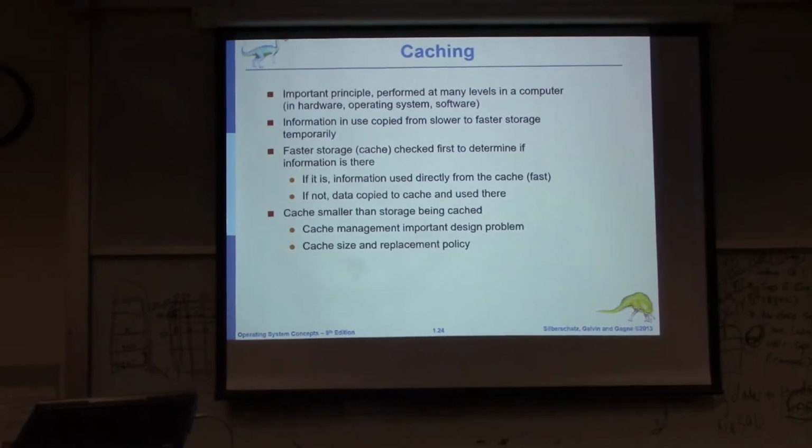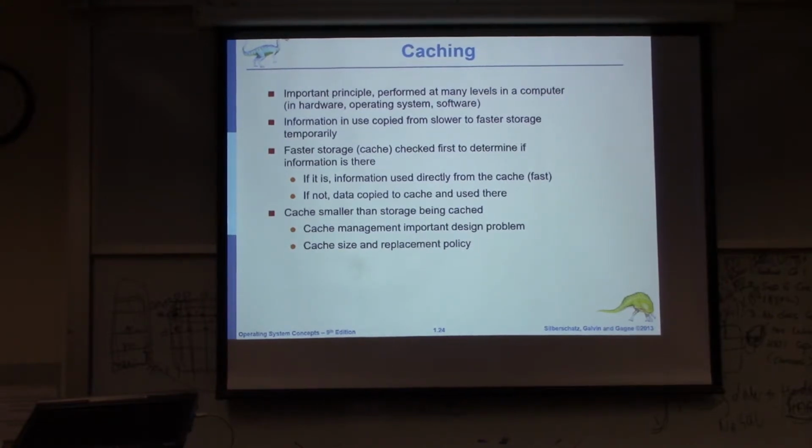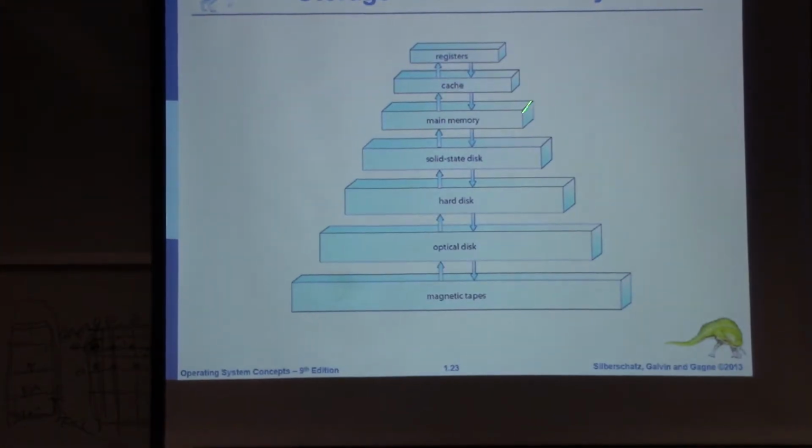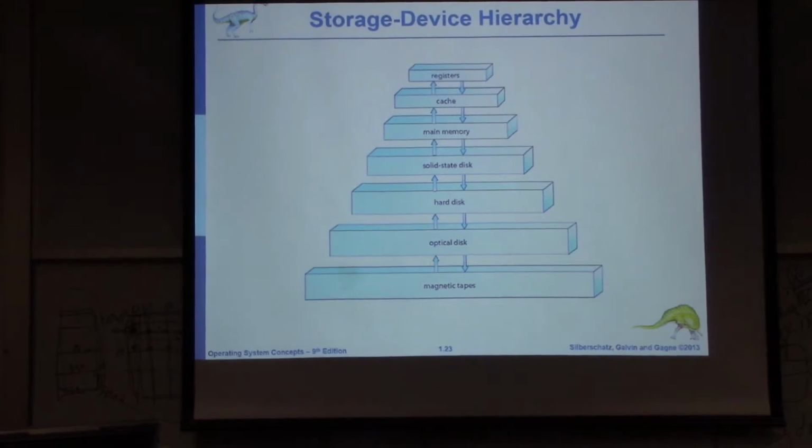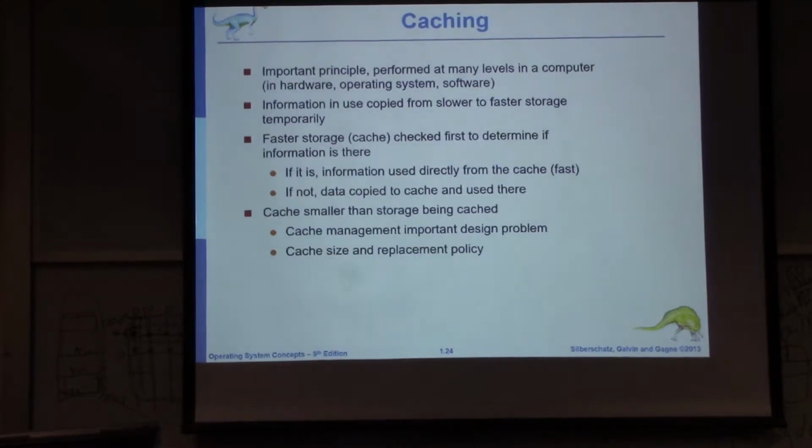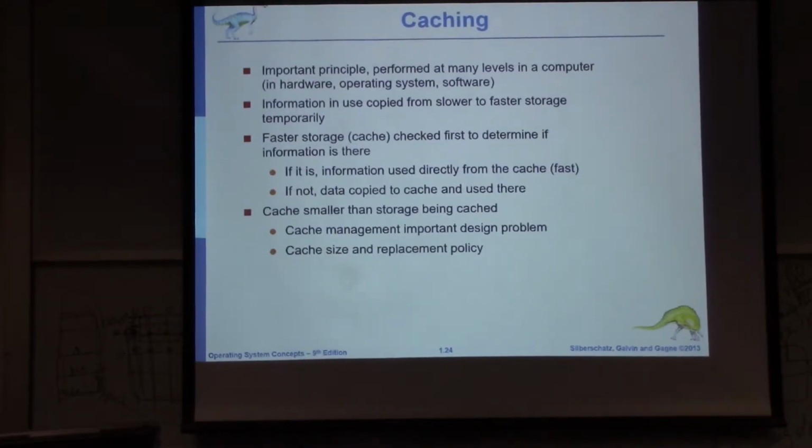What is caching? When we understand the storage hierarchy, you have seen this kind of hierarchy. The higher level is faster but has smaller space. The lower level is cheaper and bigger, but slower. It's considered as the cache.